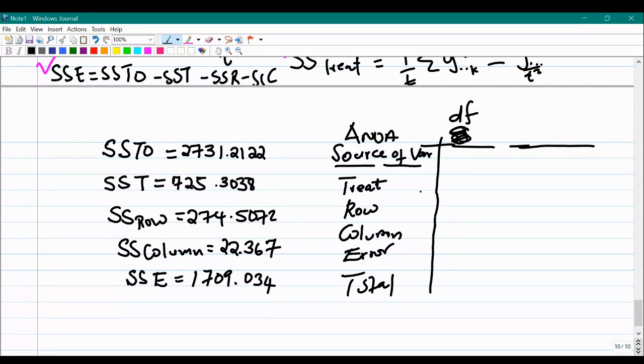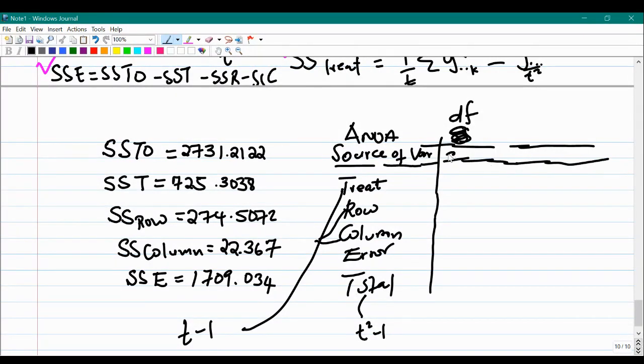Let me start with the degrees of freedom. The degrees of freedom of row, column, and treatment is t minus 1. So what is the answer? And for the total it is t squared minus 1. The degrees of freedom of row, column, and row is t minus 1. What is the degrees of freedom of treatment?